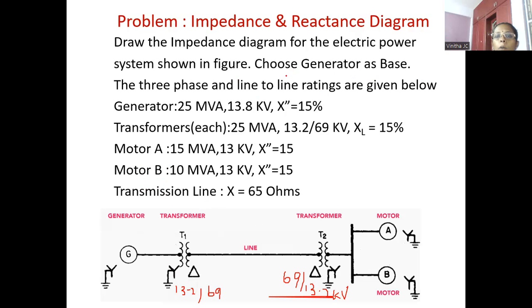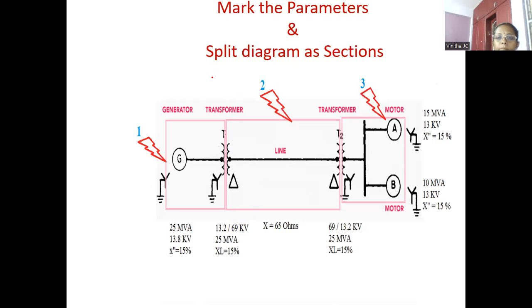In this problem itself it is given to choose generator ratings as the base values. For the generator, the MVA value is given as 25 MVA. So MVAB new is equal to 25 MVA, and for this generator KVB new is equal to 13.8 kV. For the remaining sections, we need to calculate KVB new. So let us start solving the problem.